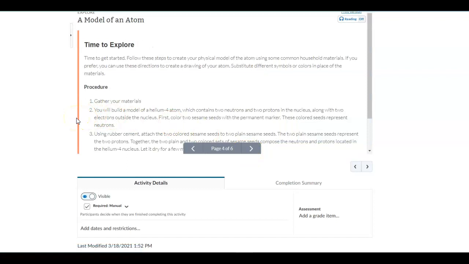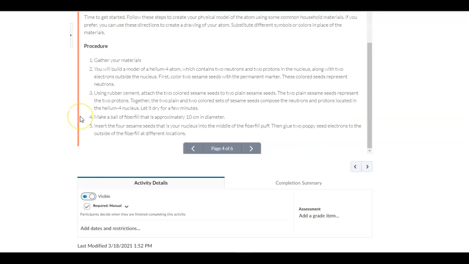Follow these steps to create your physical model of the atom using some common household materials. If you prefer, you can use these directions to create a drawing of your atom. Substitute different symbols or colors in place of the materials. So here is the procedure. Notice there are numbered steps. Gather your materials, and you will build a model of a helium atom.